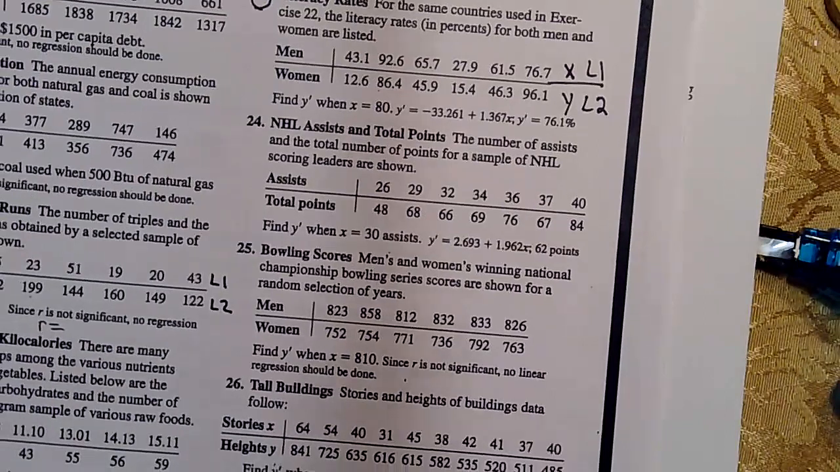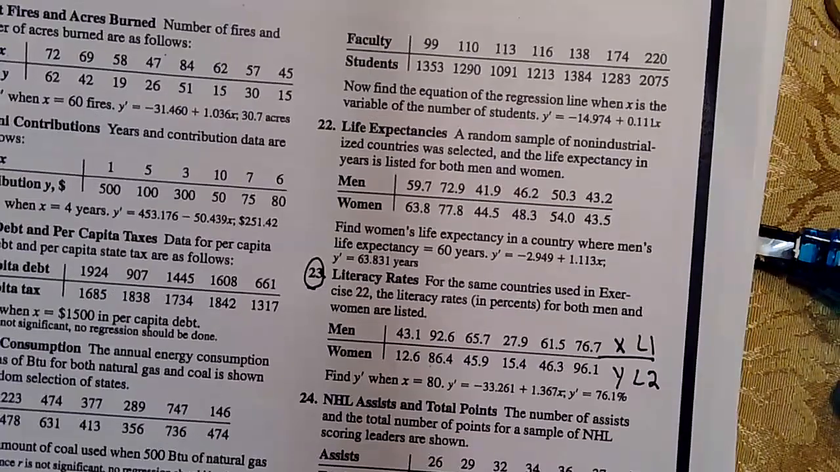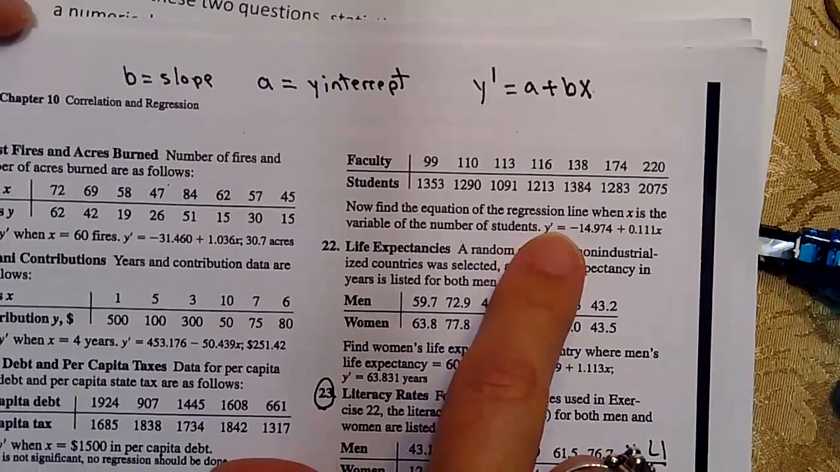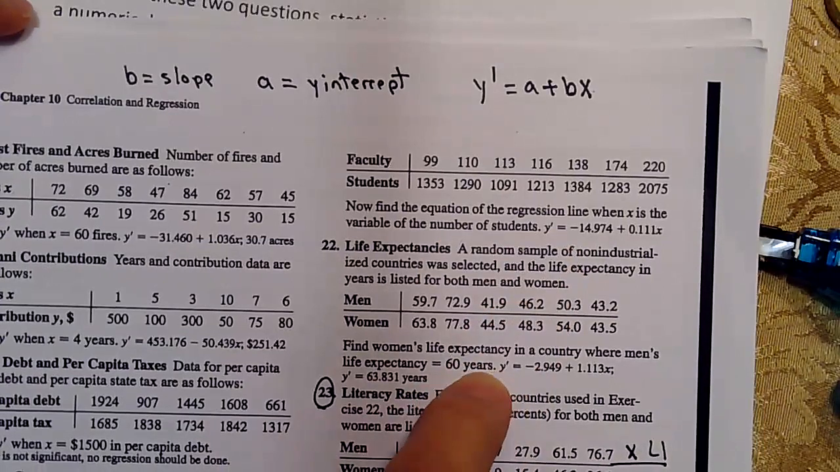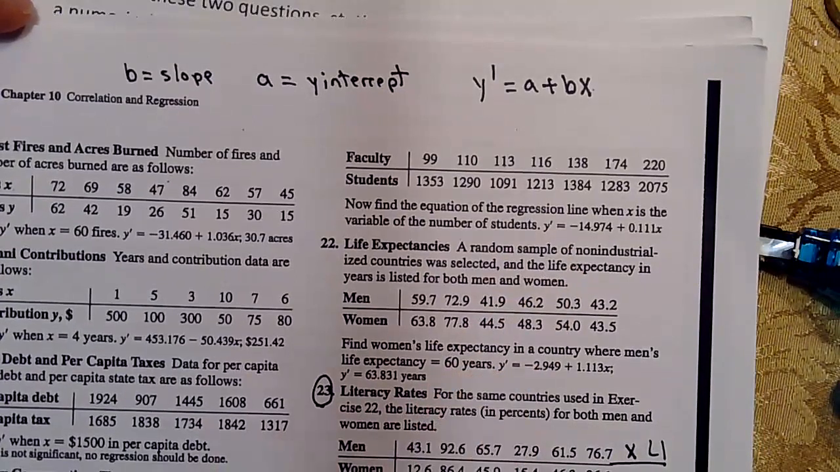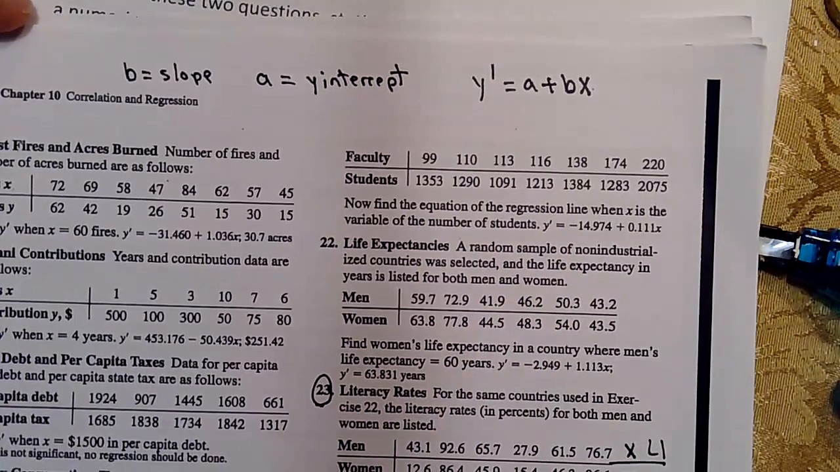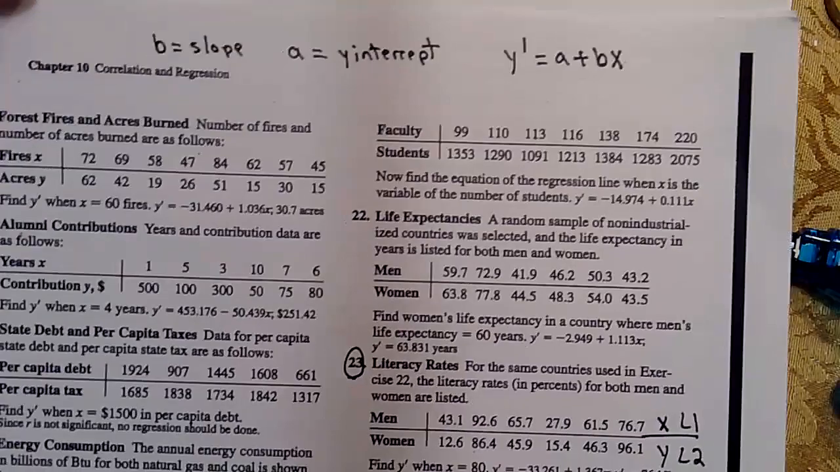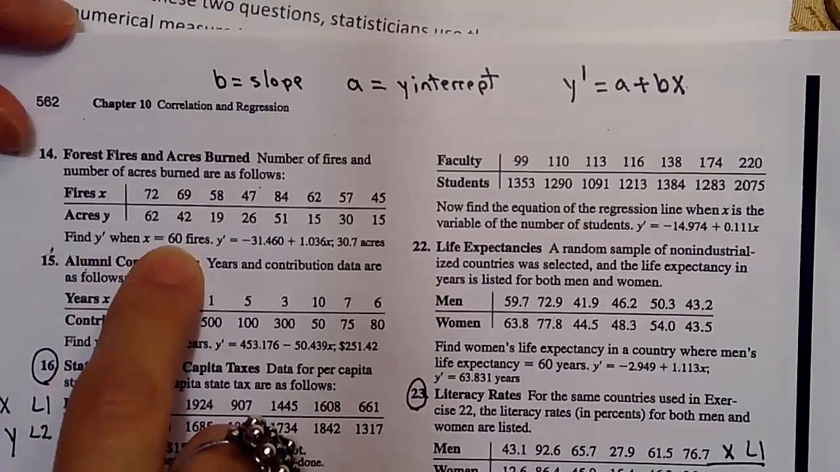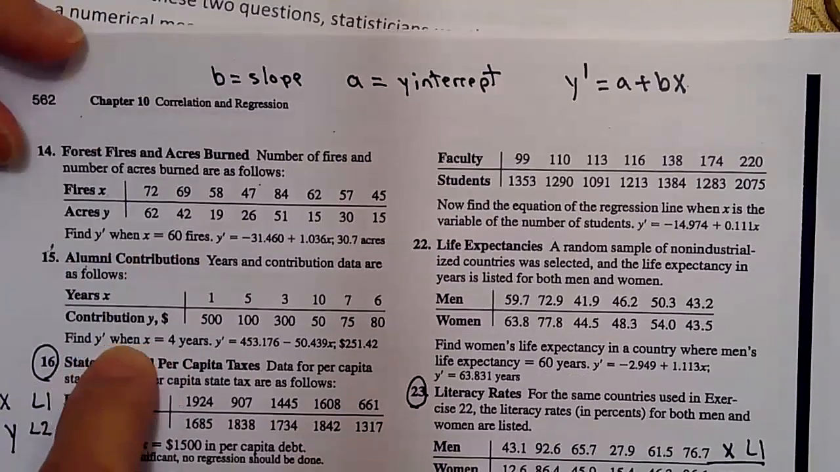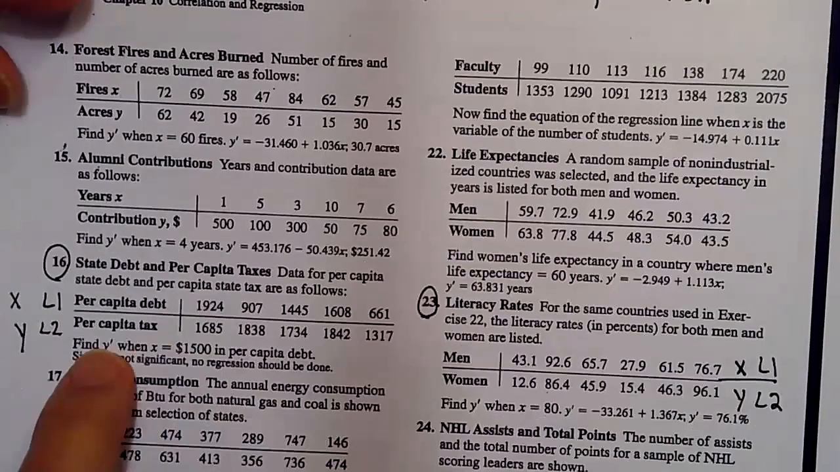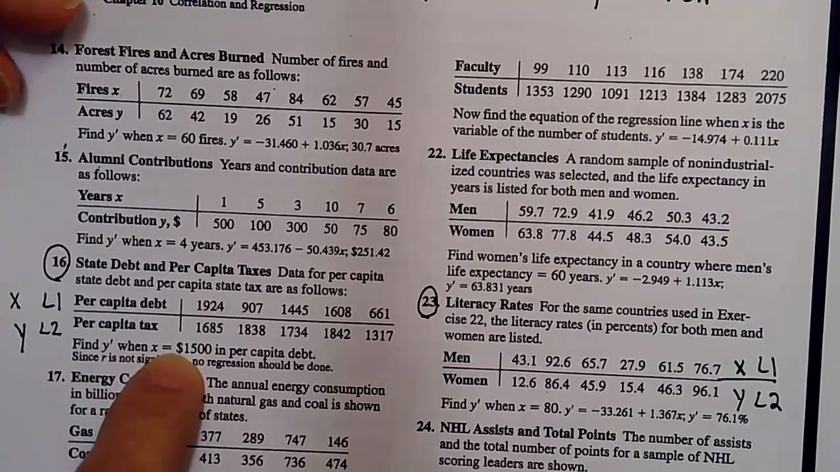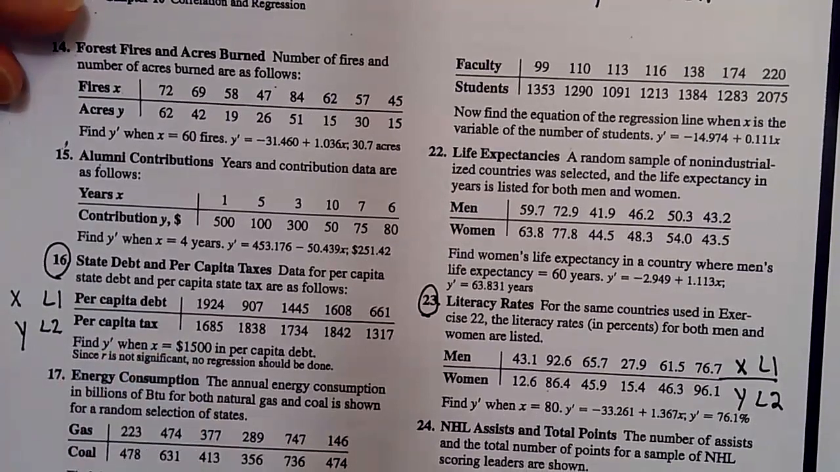But you can see here that all these problems, they always give you an X to plug in, right? Kind of like here, this is what I'm looking for. Find Y prime when X equals 60. Find Y prime when X equals 4. They will usually, in your problems, give you that. Find Y prime when X equals 1500.